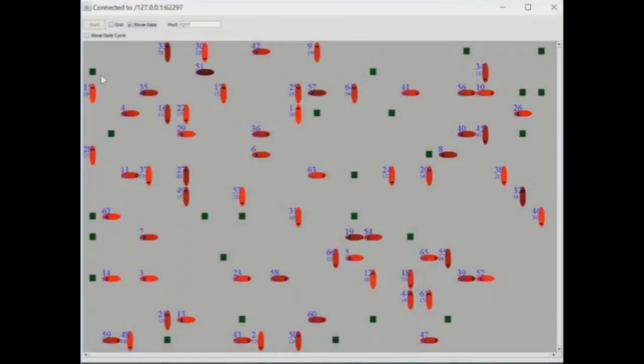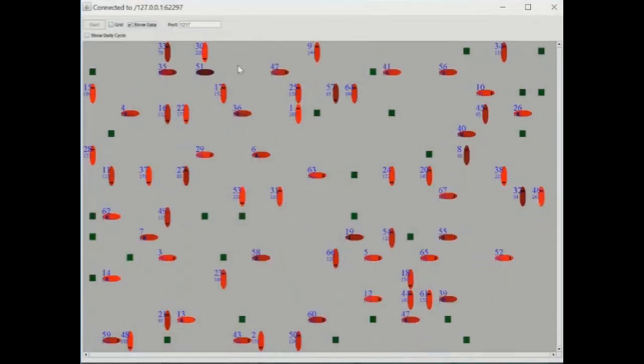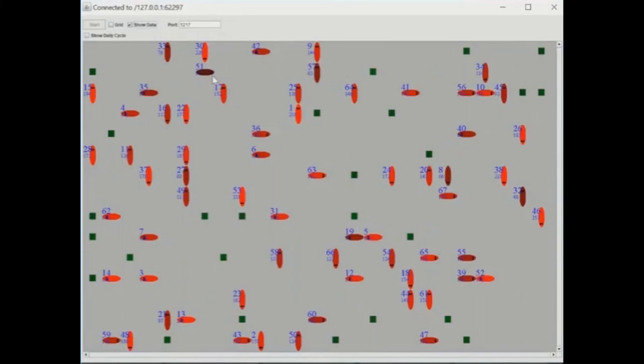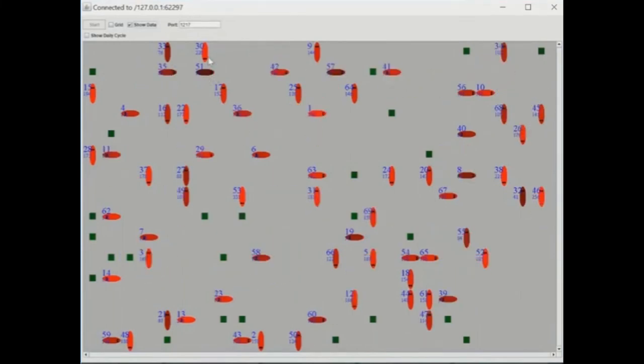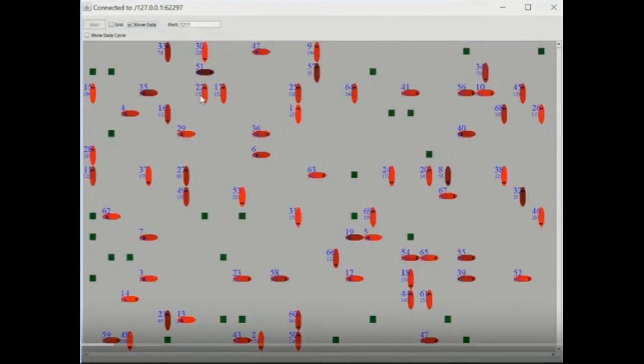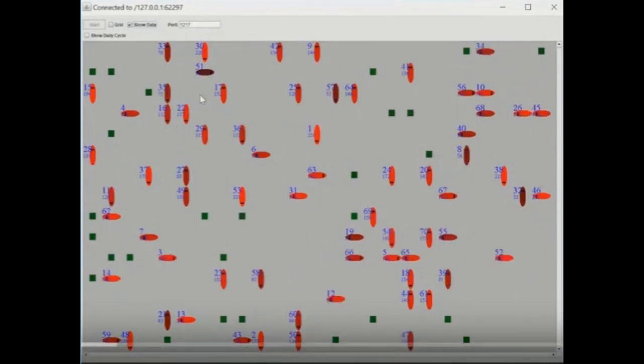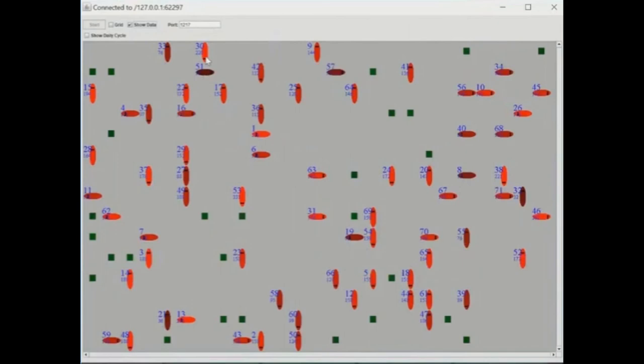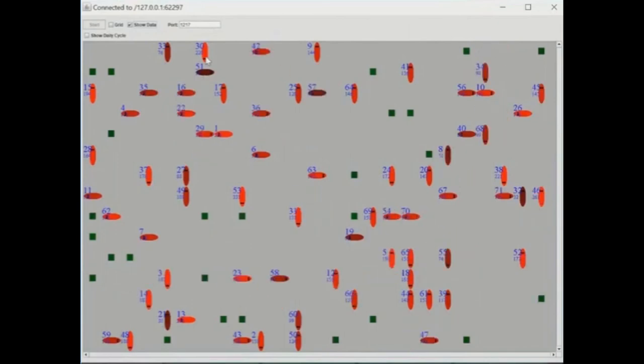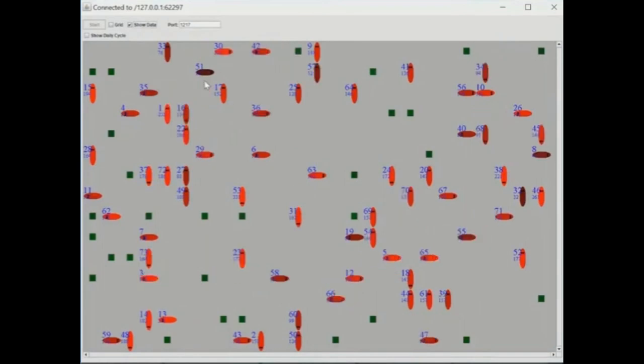So I put together an ecosystem, and these are the organisms. They have eyes just to tell you which way they're facing. And at any point in time, they can move forward, they can turn left or turn right, or they can stay still. The green dots are food, and if they encounter a green dot, their energy level goes up. Every time they move, their energy level goes down. If their energy reaches zero, they die.